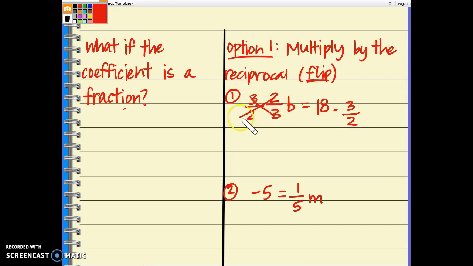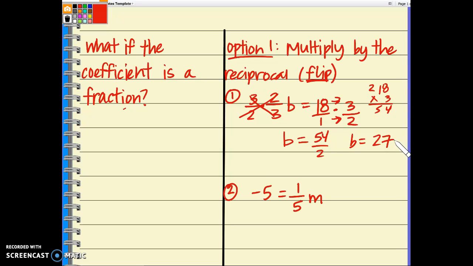This cancels out. You get b equals, whole numbers are over 1, and multiply straight across. 18 times 3, that gives you 54 over 2. So b is equal to 27.